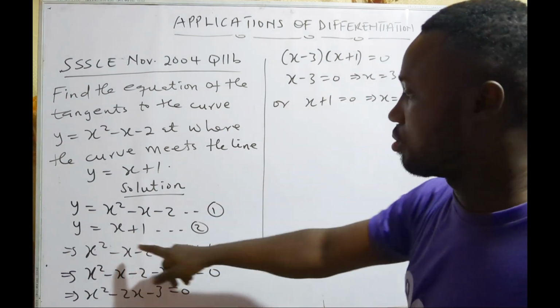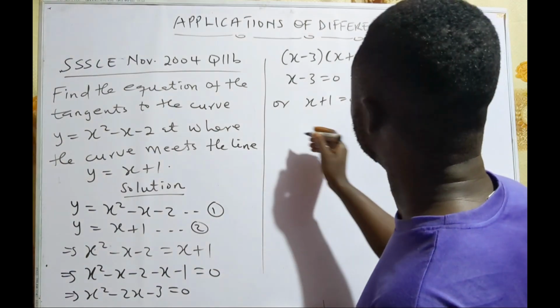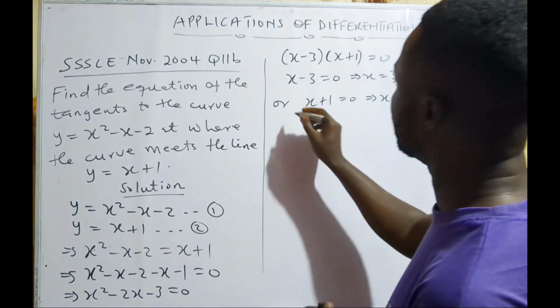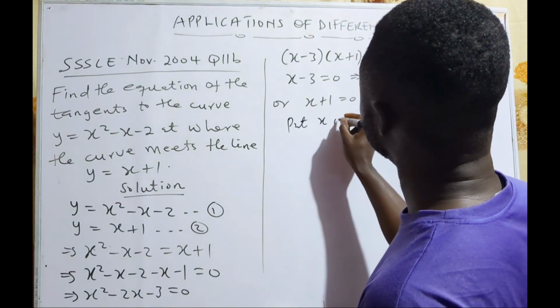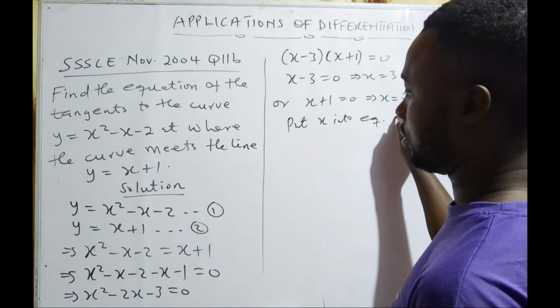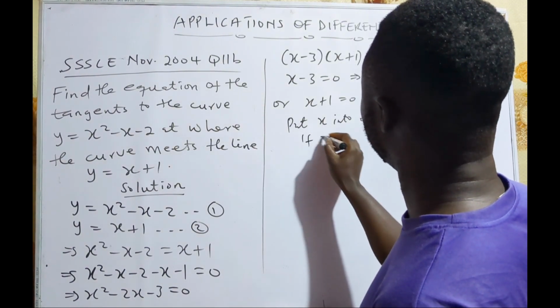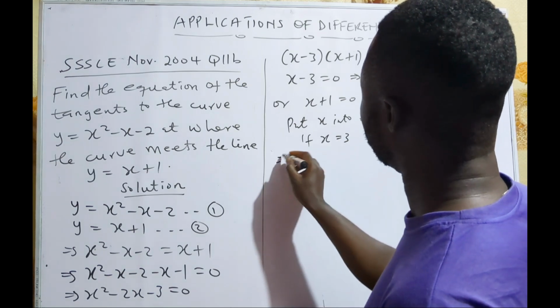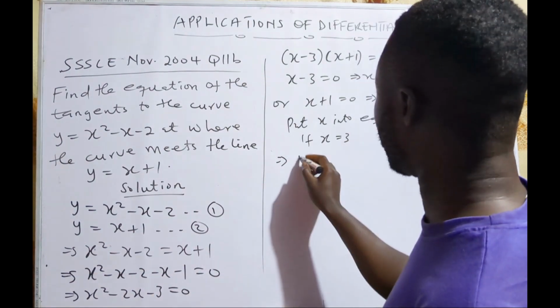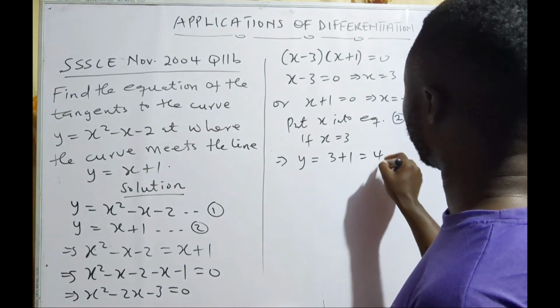Substitute x into any of the equations so that we can find the corresponding y value. So we can put x into equation 2. That will be simple. Okay. So if x is equal to 3, it implies that from equation 2, y will be equal to 3 plus 1, and that will give us 4.